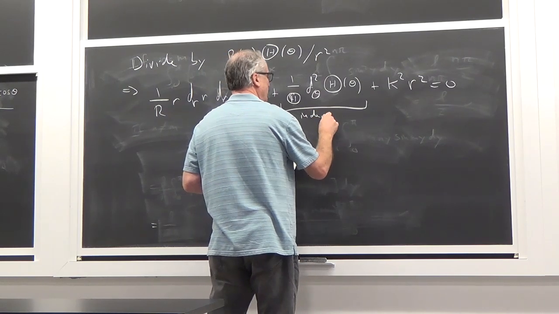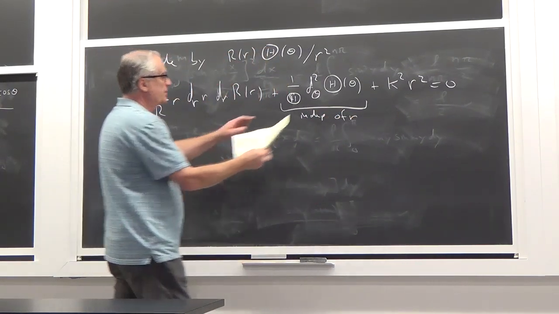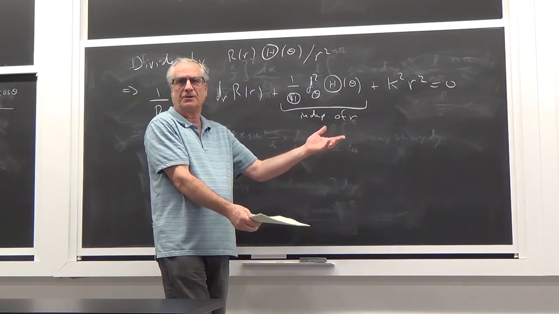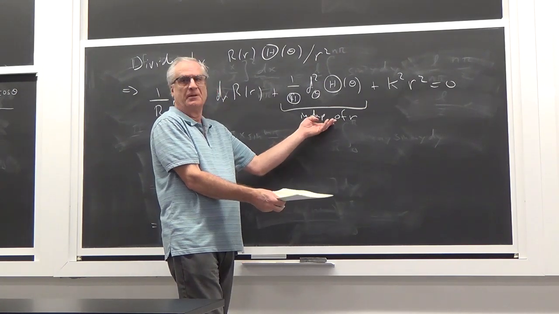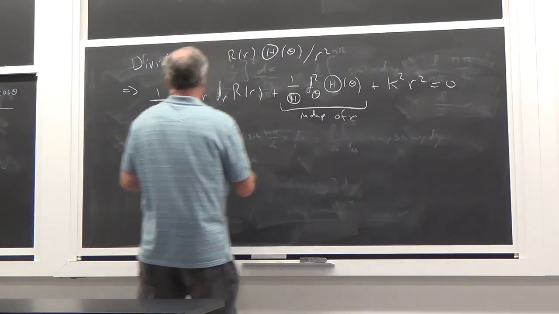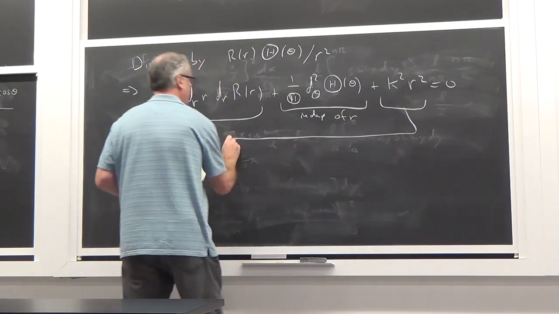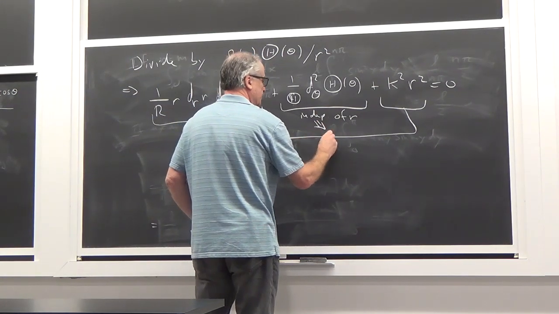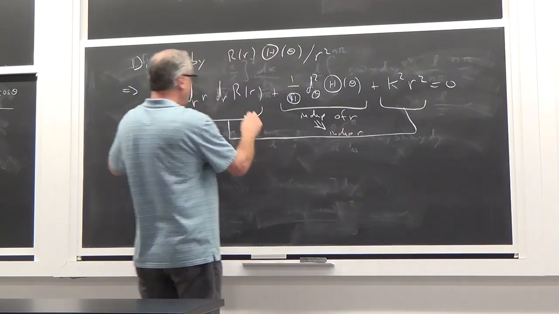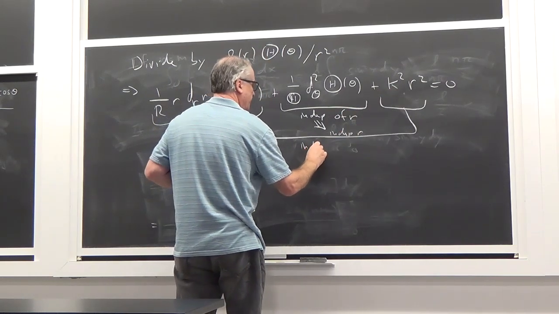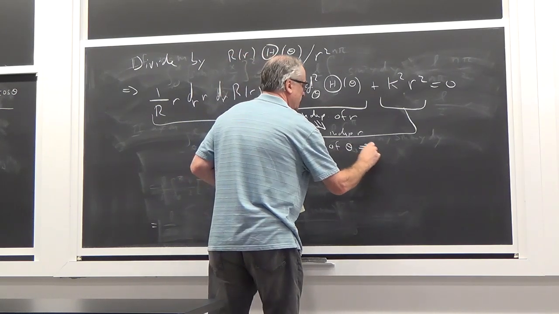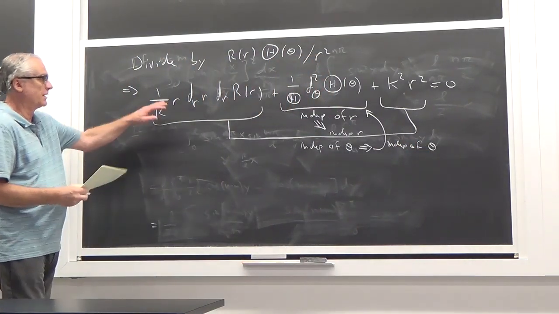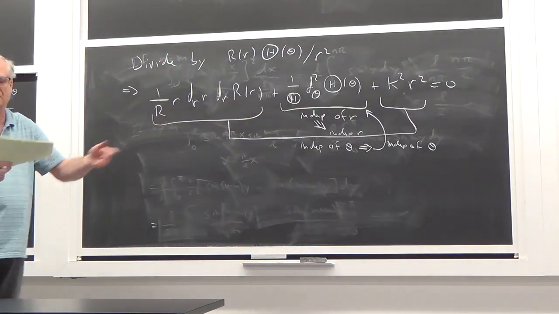This is independent of r. So if this is independent of r, then the rest of the equation must be independent of r too, in order to be able to get 0. If it's different for different values of r, I'm not going to get 0 when I add it to something that's independent of r. So this expression here must also be independent of r. So this implies that this is independent of r. It's just a constant. Likewise, this guy is independent of theta, and so that implies that this is independent of theta. So I've got a constant plus a constant equals zero, so the constants have to cancel each other to get zero.